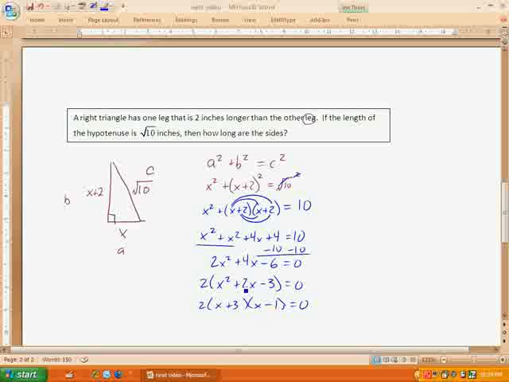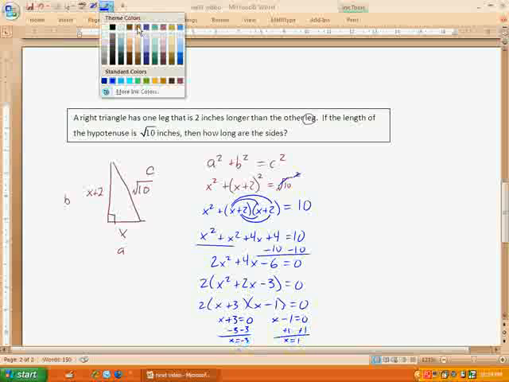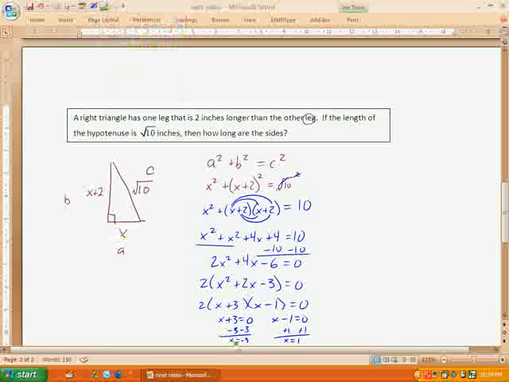They will add together to give me the 2x. And so I'm going to have x plus 3 equals 0 and x minus 1 equals 0. I can solve each of those to get x equals negative 3 and x equals 1. Now when I look at those two answers and I look at my problem here, obviously x cannot be negative 3 because that length can't be negative 3. So x has to be 1.